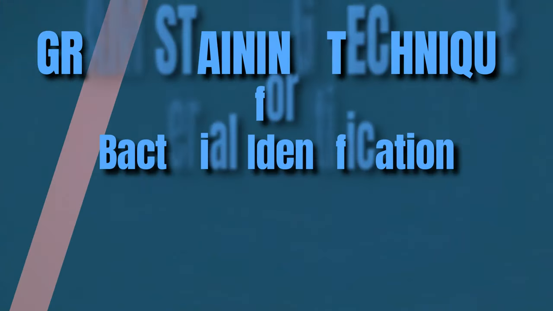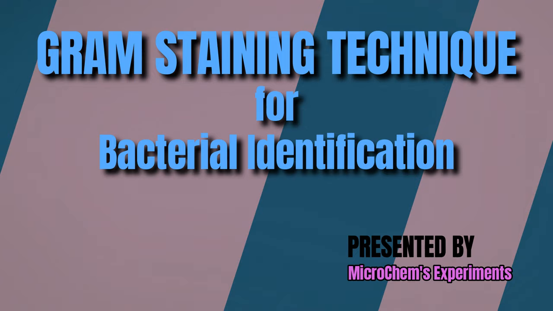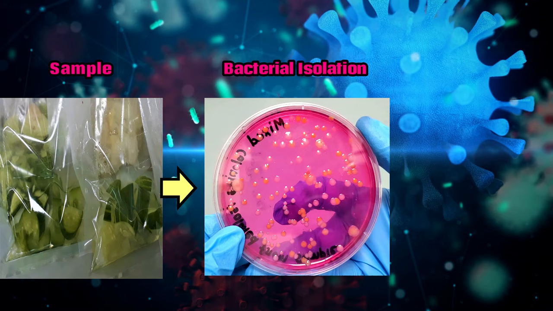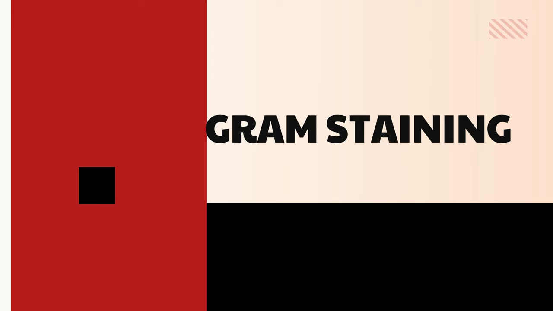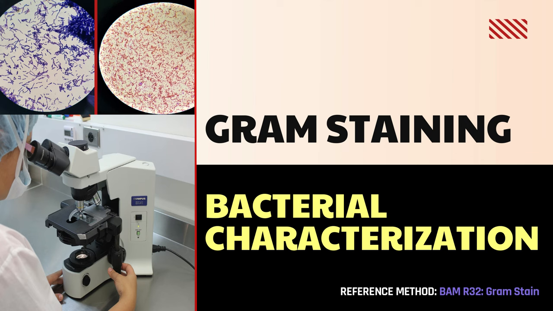Gram staining is the most popular technique for the identification and characterization of bacteria. After isolation of bacteria on the culture media from a sample, sometimes we need further identification of that bacteria to interpret the clinical consequences. In this situation, first of all, we need to know the morphological characteristics of that bacteria by this Gram staining procedure.